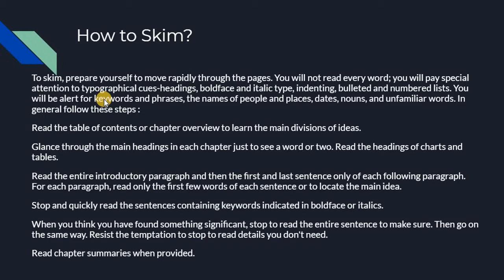Now in general, when you skim, you follow these steps. Read the table of contents or chapter overview to learn the main division of ideas. So when you take a book for the first time, you just go through the table of contents. You just go through the contents page and you will read an overview. If an overview is given at the beginning, then you will just go through the overview to learn the main ideas that are there in the text and how it is well divided.